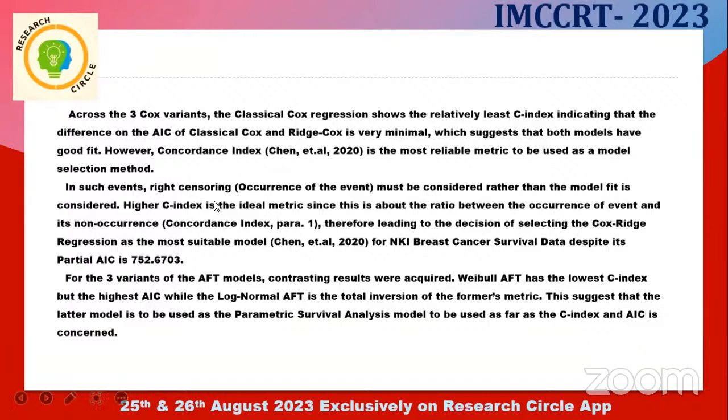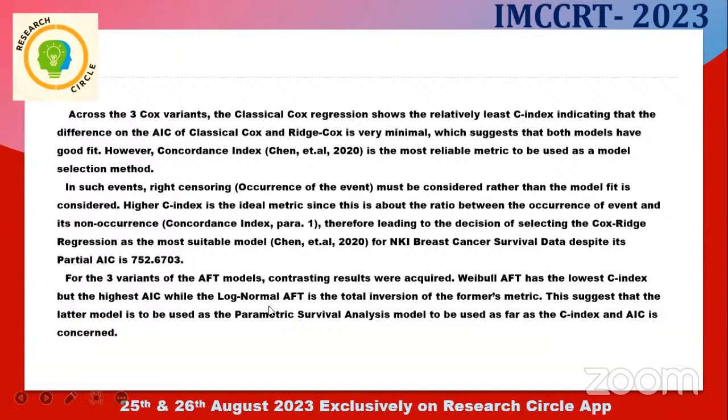So a higher C index is the ideal metric since this is about the ratio between the occurrence of events and its non-occurrence, therefore leading to the decision of selecting the Cox Ridge regression as the most suitable model for the NKI breast cancer survival data, despite its AIC being 752.67, like what I have said earlier, relatively bigger than the AIC of our classical Cox model.